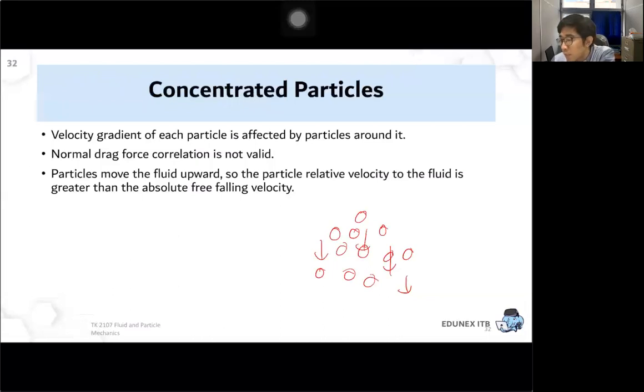And what will happen when more than one particle, or concentrated particles, are falling? The velocity gradient of each particle will be affected by the surrounding particles. So it's not only influenced by the weight force of the particle itself or the physical condition of the fluid, but there will be an addition of particle interaction from the surroundings.